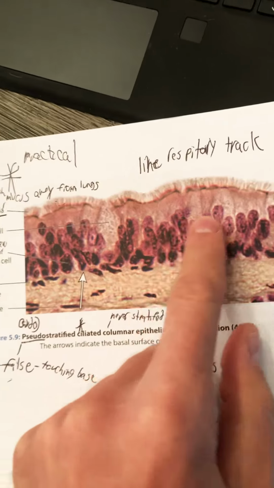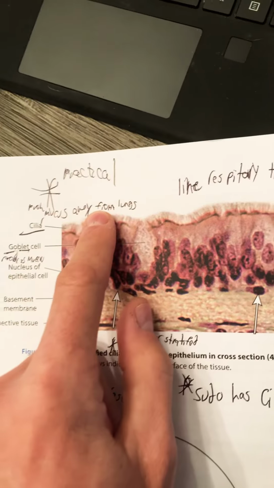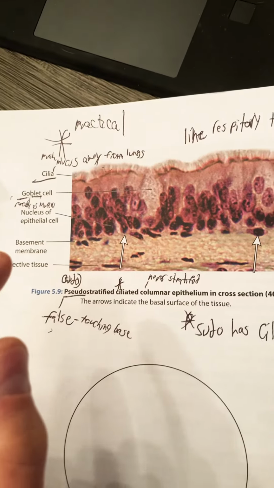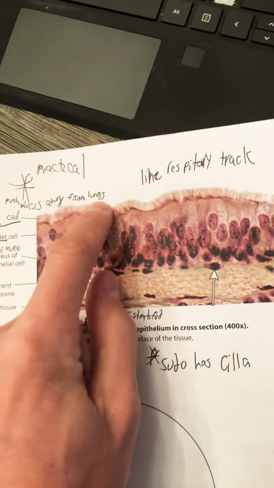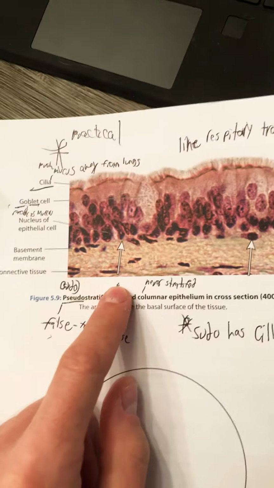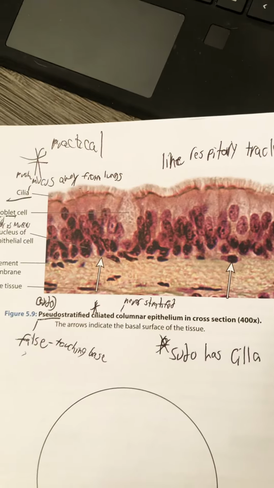So remember I said pseudo-stratified is fake. So they're scattered everywhere. They're not in a line. You have cilia. So remember, pseudo has cilia. So cilia here, this will be in the respiratory system. And that's how you can identify the epithelial tissue.